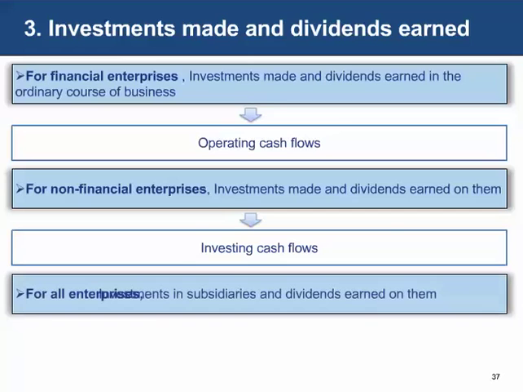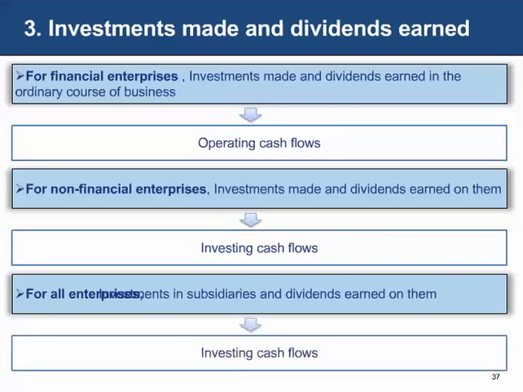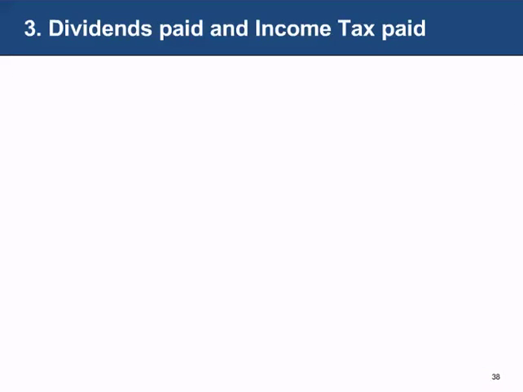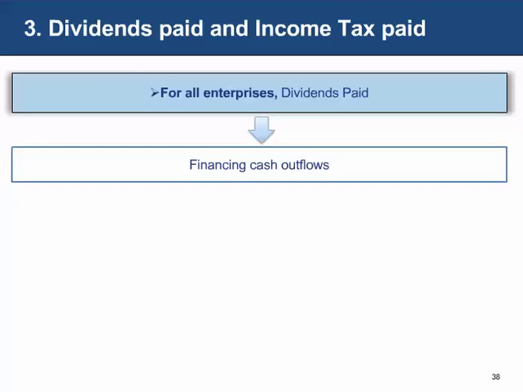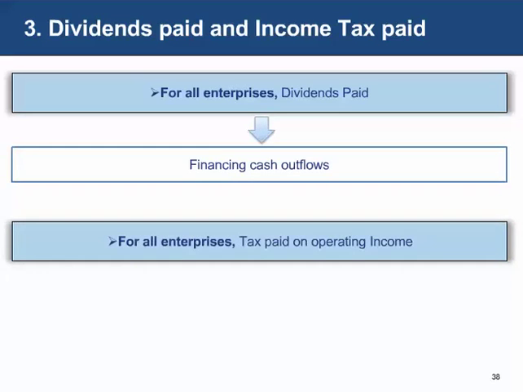For all enterprises, investments in subsidiaries and dividends earned on them would be classified as investing cash flows. So as I discussed, if it is subsidiaries, any cash flows related to them would be classified as investing cash flows. So friends, let's come down to dividends paid and income taxes paid. For all enterprises, dividends paid would always be financing cash flows. Similarly, for all enterprises, tax paid on operating income would be operating cash flows.